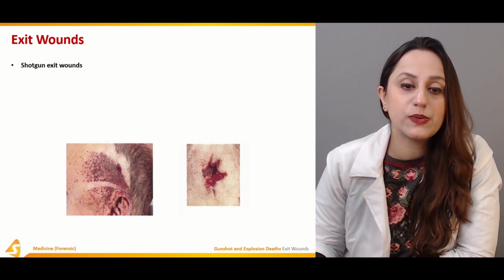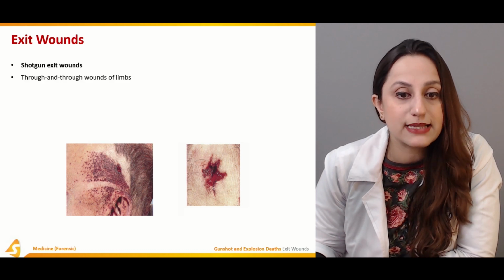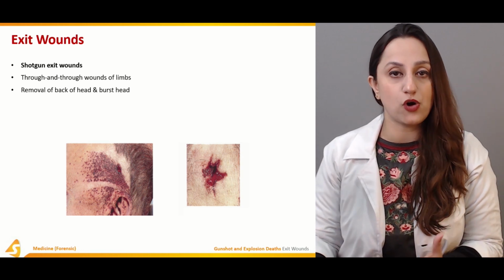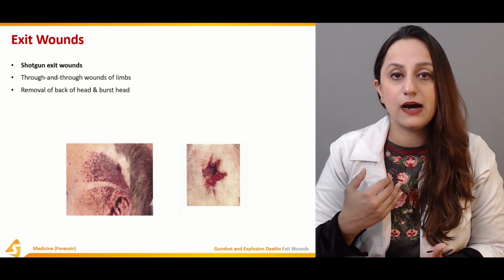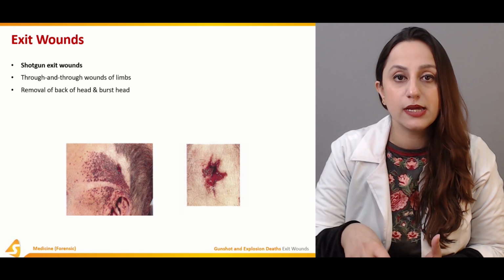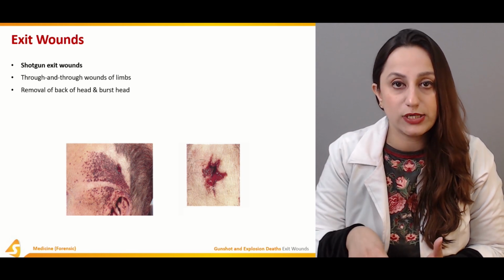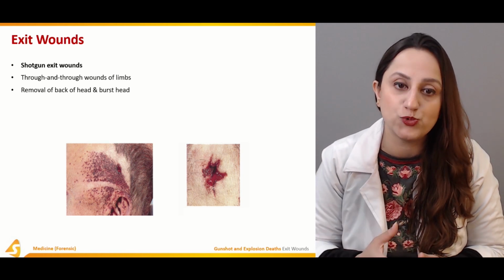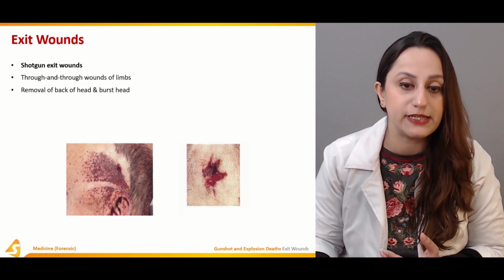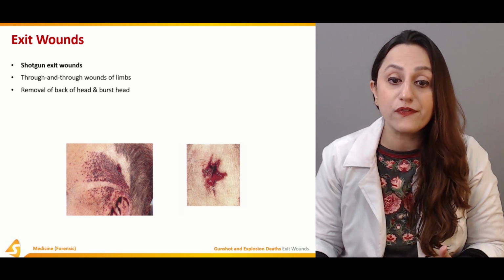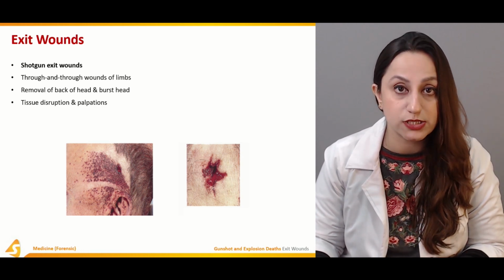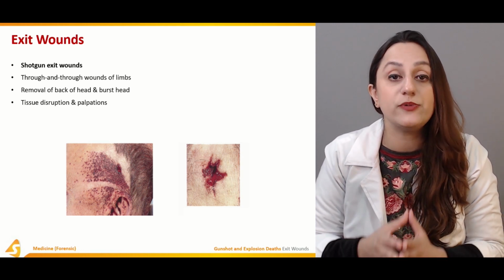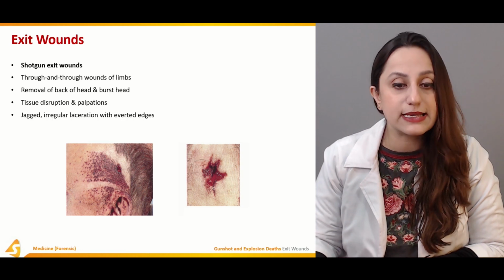Now, whenever we are talking about exit wounds, shotgun exit wounds are again very important. Through and through wounds of the limbs: whenever the bullet is not retained in the human body and goes out from the other side, this forms the exit wound. It is basically a through and through wound of the limbs. The removal of the back of the head and the burst head is again very important. Tissue disruption and pulpation are also quite crucial when we are talking about exit wounds.